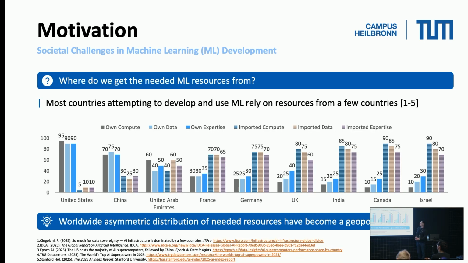Here I brought a small chart which basically maps the imported and owned ML resources for each country. As you see, the United States own the compute, they own the data, and they own the expertise. They basically import really nothing. The same is for China. They import a bit more, but they are still owning a lot of their ML resources. And if you look now at France, Germany, or the UK, you see that we are massively importing the ML resources and own basically nothing.